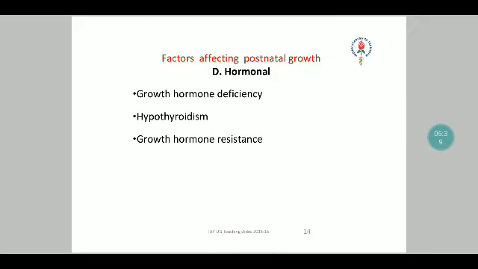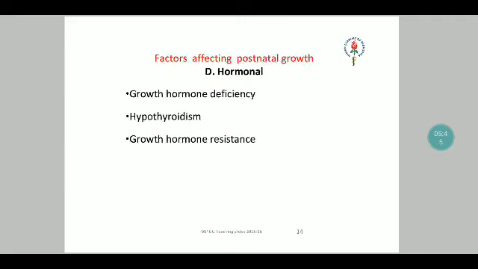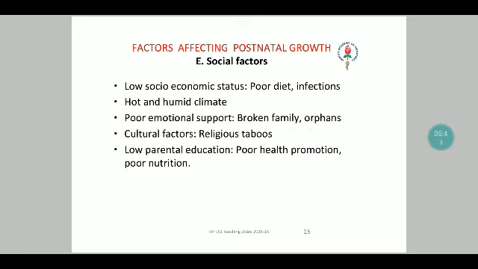Hormonal factors, of course: growth hormone deficiency is an obvious source for affecting growth, along with hypothyroidism and growth hormone resistance. Social factors, namely poor socioeconomic status, poor diet, recurrent infections, relatively hot and humid climate, poor emotional response, or a broken family, and cultural and religious factors also do play a role overall in growth.